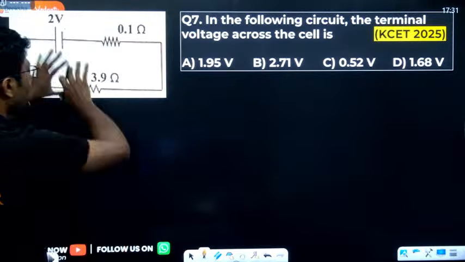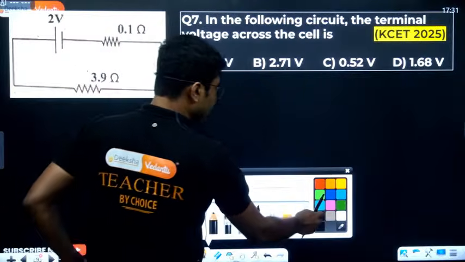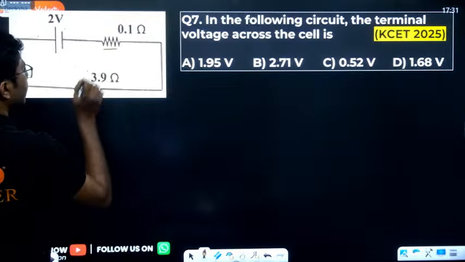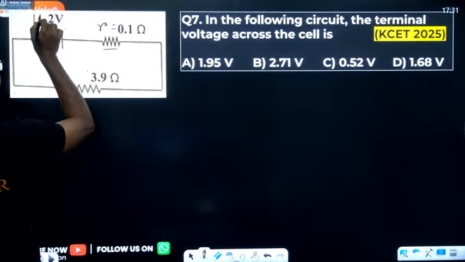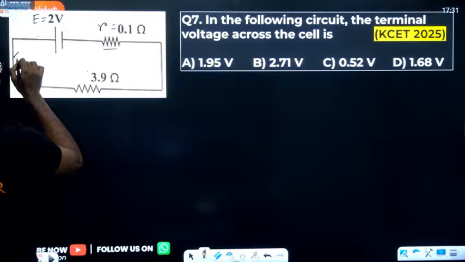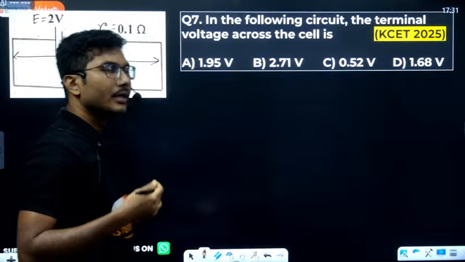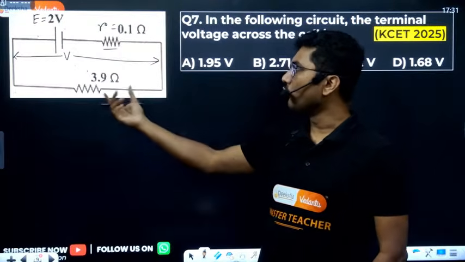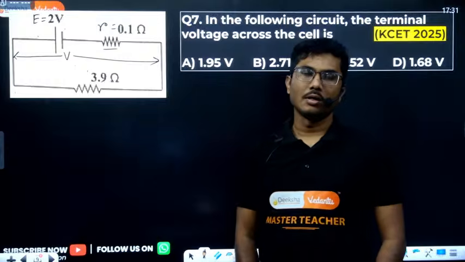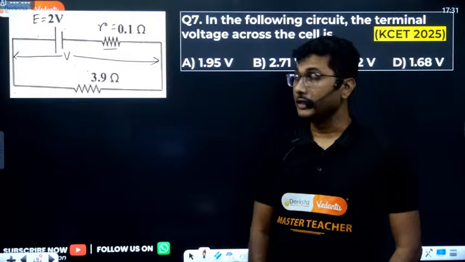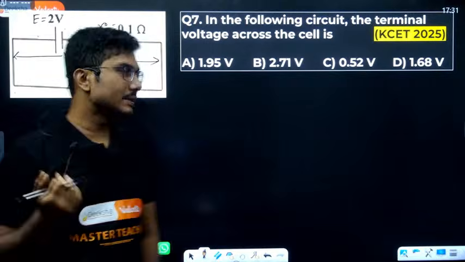Now, if you see this diagram, terminal voltage means what? Here this resistance is actually the internal resistance, this is small r, and this is the EMF of the cell, E. Terminal voltage means the voltage across this. Either you calculate the voltage across this 3.9 ohm, or you calculate the voltage across this assembly of internal resistance and EMF source. Both ways you will get the same answer. Now, how to do that? That is the main question.